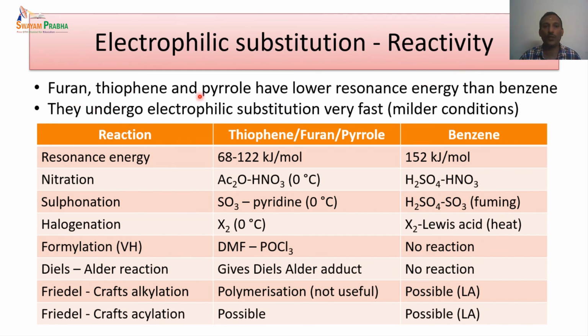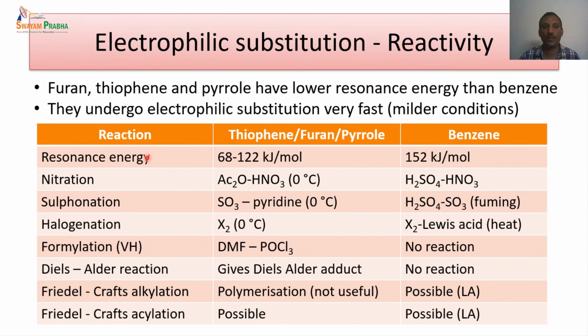So we know furan, thiophene and pyrrole have lower resonance energy than benzene. In other words, they undergo reactions much more effectively compared to benzene, because benzene is highly stable, having a very high resonance energy, whereas these 5-membered heterocycles have lower resonance energy. In other words, they are highly reactive. So that is one of the reasons these compounds undergo electrophilic substitutions under very mild conditions. These reactions are very fast and they are also carried out under milder conditions compared to benzene.